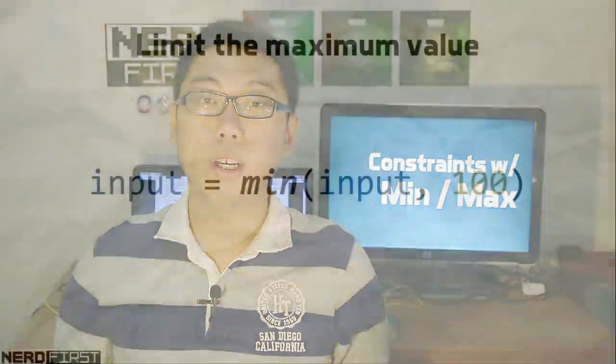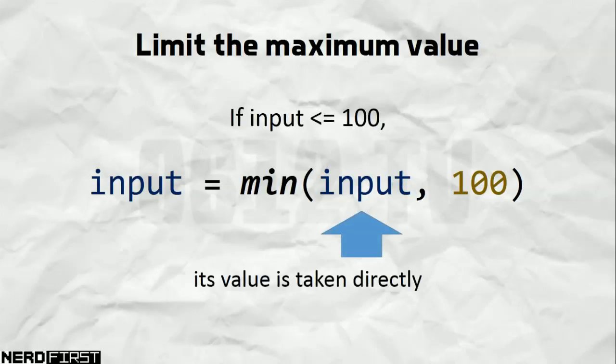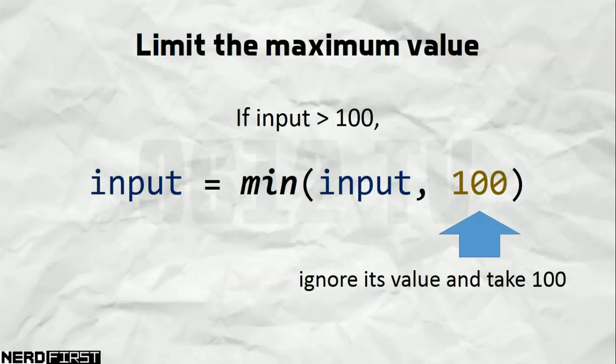To limit the maximum of this value to 100, what you can do is use the minimum command. So all you have to do is pick a minimum between that input as well as 100. Why this works is because, well, the smaller of the two is always going to be picked. So if input ever exceeds 100, now 100 is actually the smaller parameter, so that gets picked. That way the value never exceeds 100.